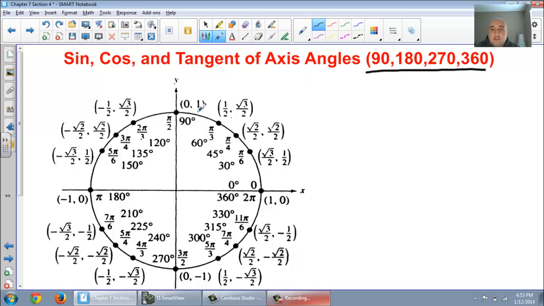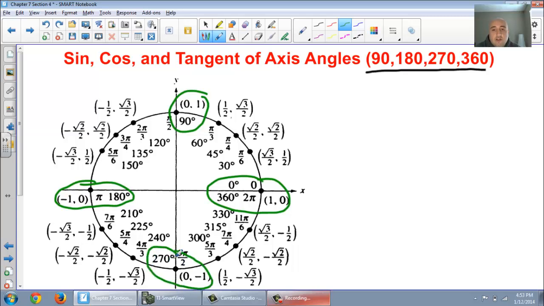All right, and lastly, I want to talk about 90, 180, 270, and 360. Let me actually change my color here. I'm going to talk about 90 degrees, 180 degrees, 360 degrees, and down here, 270. So always remember that these are angles right on the axes: 90, 180, 270.